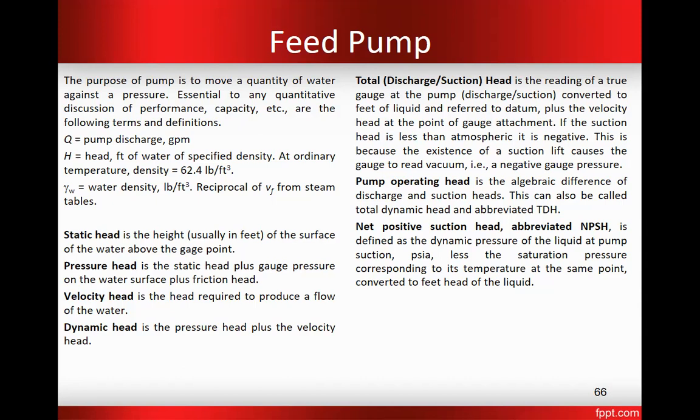If the suction head is less than atmospheric, it is negative. This is because the existence of suction lift causes the gauge to read vacuum, or negative gauge pressure. Next, pump operating head is the algebraic difference of discharge and suction head. This can also be called the total dynamic head, abbreviated as TDH. Net positive suction head, abbreviated NPSH, is defined as the dynamic pressure of the liquid at the pump suction, PSIA, less the saturation pressure corresponding to its temperature at the same point, converted to feet head of water.